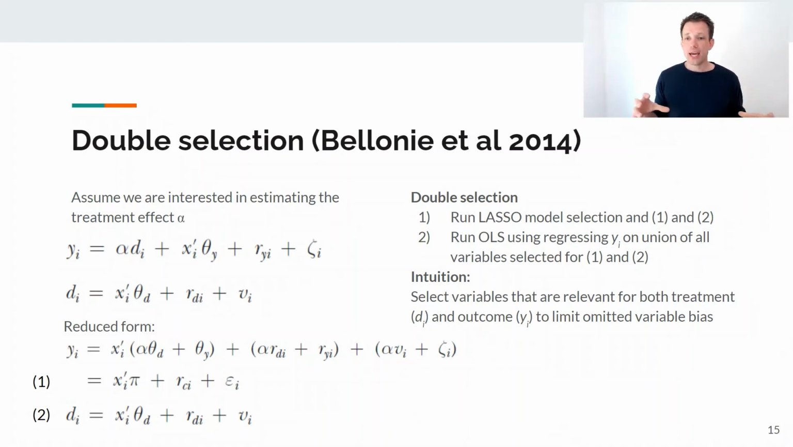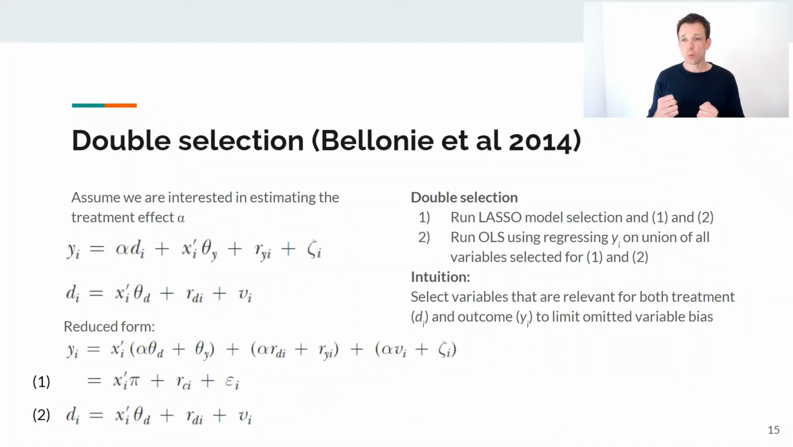And then from there you would take the union of these selected variables from both steps and run, in a second step, OLS on the union of those selected variables. So the intuition is that you want to select variables that are relevant both for treatment D and for the outcome Y in order to limit omitted variable bias.